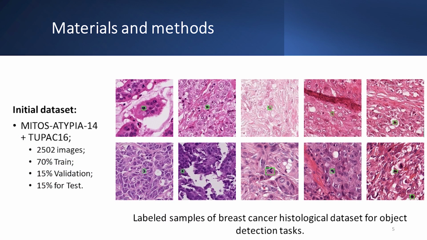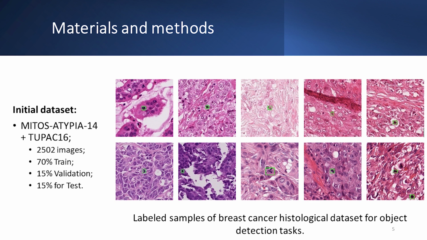We created a dataset annotated at patch level with dimension 640 by 640 pixels. For this, we adjusted 2 datasets of breast cancer histological images, Mitosis Atypia 14 and TUPAC16, for the object detection task. The initial dataset contained 2,502 images. We split in the following proportions: 70% training, 15% validation, and 15% test.